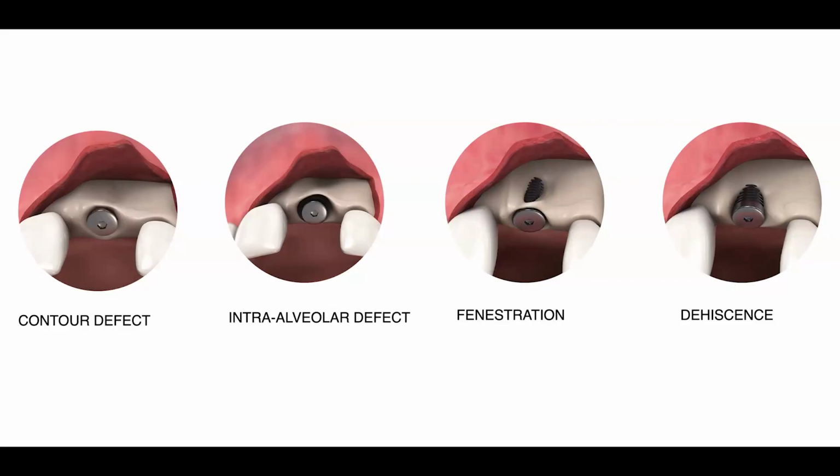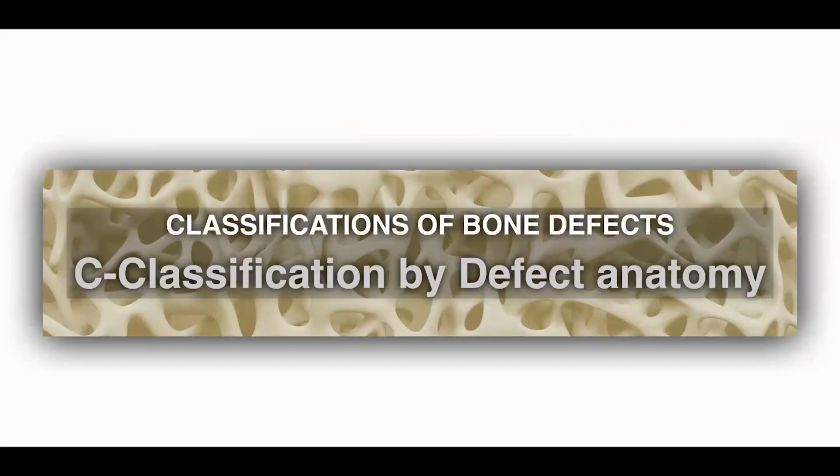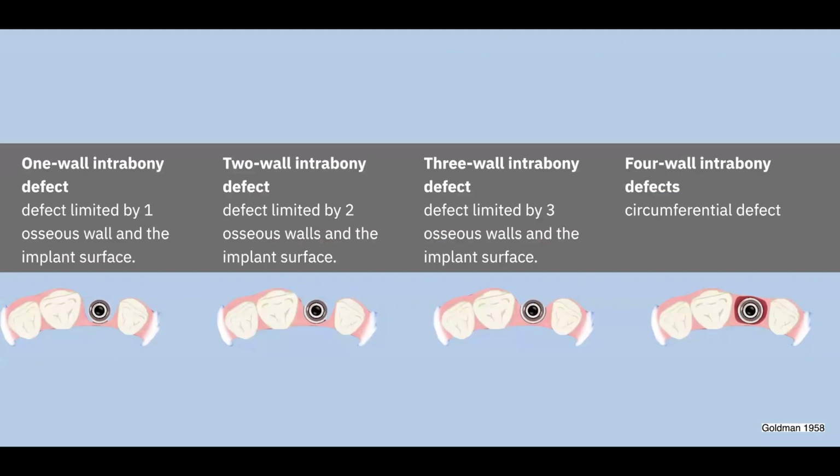Another type of classification that is available is by the defect anatomy. The previous one was by definition; this is by defect anatomy. We can apply a classification that was not introduced for peri-implant bone regeneration. It was actually introduced for periodontal regeneration by Goldman in '58, and it is based on the number of bony walls missing. We can redefine it for implants, but that is us doing that. Goldman didn't introduce that, of course.